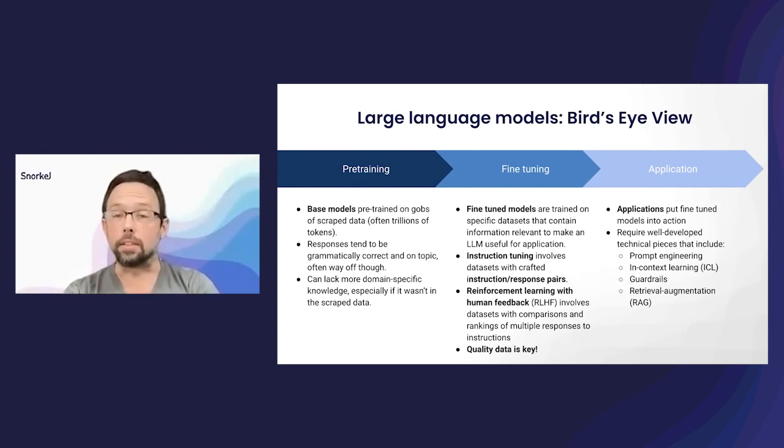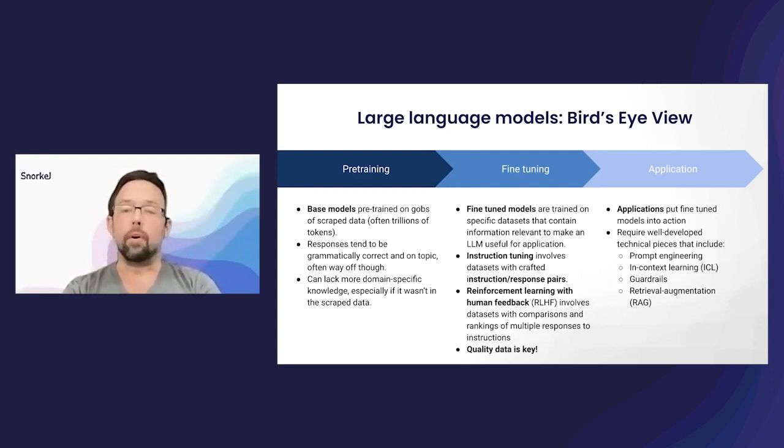In all of these processes, quality data is key. So garbage in, garbage out. That's been true since the beginning of machine learning. It's arguably even truer here for large language model development. Once you fine-tune your model, you put them into play. We can call this kind of the application phase.